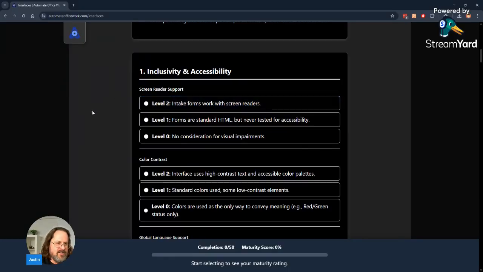Each one of these questions starts with the perfect level. It says level 2, intake forms work with screen readers. Isn't that great? People can access our tools with the tools that help them. The next level below that, forms are standard HTML, but they're never tested for accessibility. And level 0, no consideration for visual impairments. Is your team even thinking about these people?